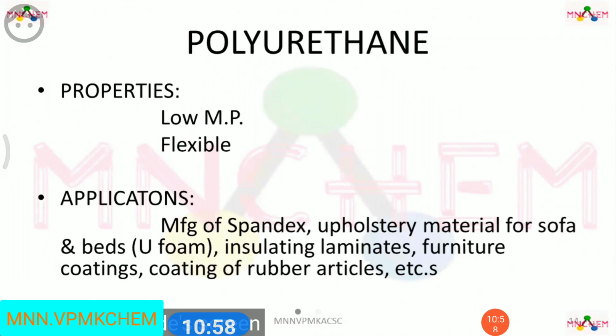The polyurethane is also used for the manufacturing of upholstery material for the sofas and beds. It is called as U foam. It is used for the insulating laminates, also for the coating of furniture and rubber articles, etc.